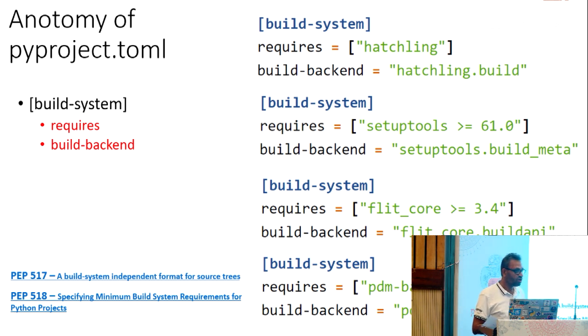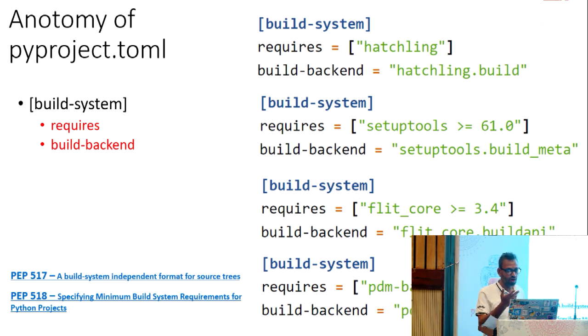In setup.py you import setuptools directly, but in pyproject.toml you define which build system you are going to use. It has two attributes, requires and build-backend. Requires is nothing but the library or backend that you are using, and build-backend is the API that you are going to use.